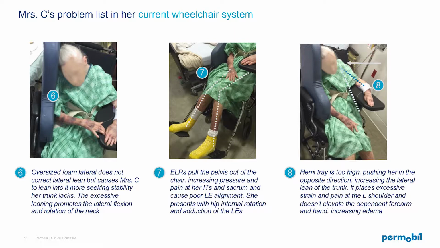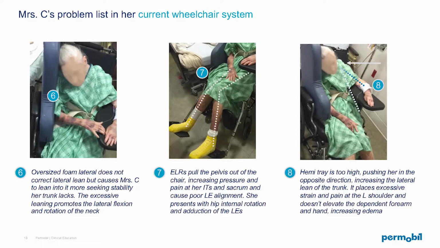And when it pulls the pelvis into that posterior pelvic tilt, it puts pressure right on the ITs and the sacrum. So this not only increases their risk for skin breakdown right at those areas, but it also increased her pain. And as I said, she was experiencing 8 to 10 out of 10 pain in that area.